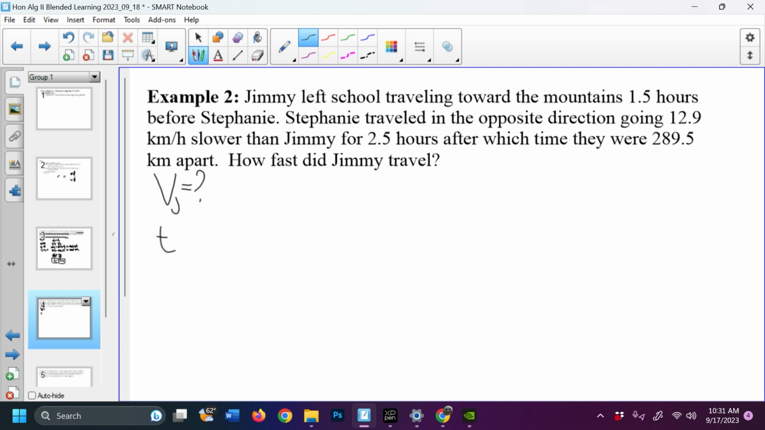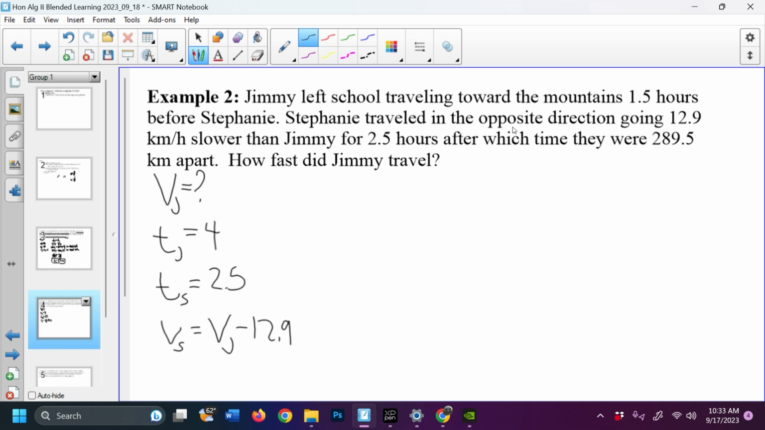So time for Jimmy, since he started 1.5 hours earlier than she did, and she traveled for 2.5 hours, then the time for Jimmy is a total of 4 hours. The time that Stephanie traveled would be just the 2.5 hours. The velocity that Stephanie traveled is the velocity that Jimmy traveled minus 12.9 kilometers per hour.